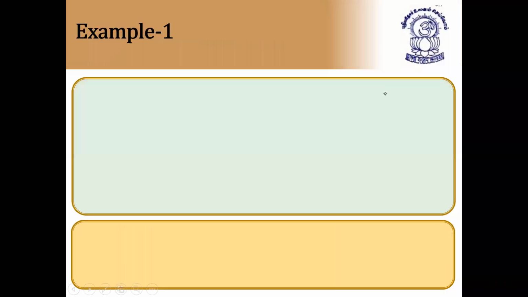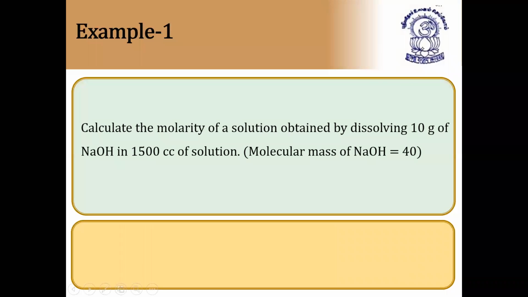Next, example 1. Calculate the molarity of a solution obtained by dissolving 10 grams of sodium hydroxide in 1500 cc of solution. They have given 1500 cc. So the volume is given as 1500 ml or 1500 cc, and the mass of solute W is given as 10 grams. They have not given the number of moles.